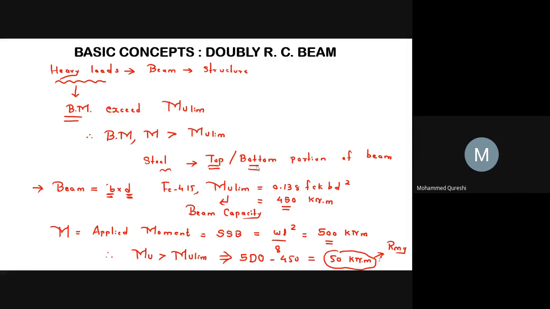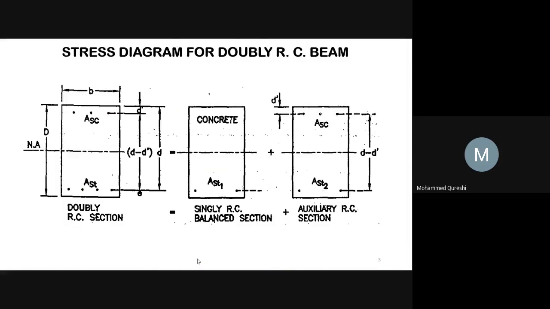So, what is WRC beam? Area of steel reinforcement, that is Ast, is to be provided in the tension zone, while in the compression zone Asc is provided. Hence, the beam is designed as WRC beam. Just check this condition: Mu is greater than Mu limit, then we have to design the beam as WRC beam. So now we will go for the stress diagram for WRC beam.